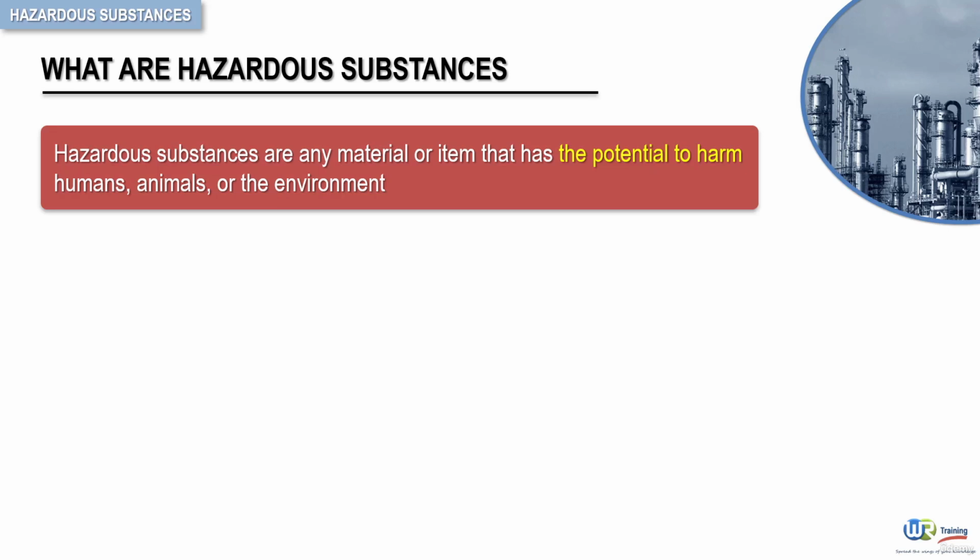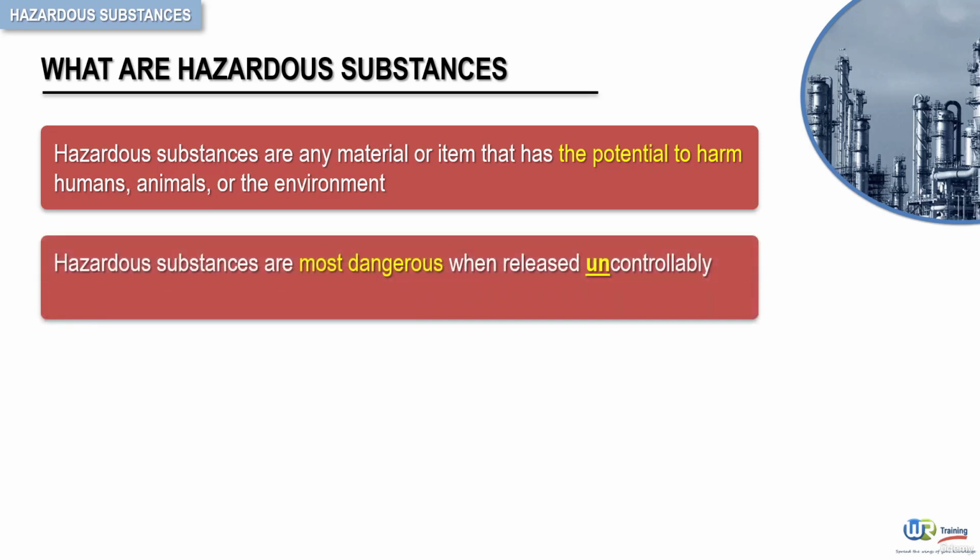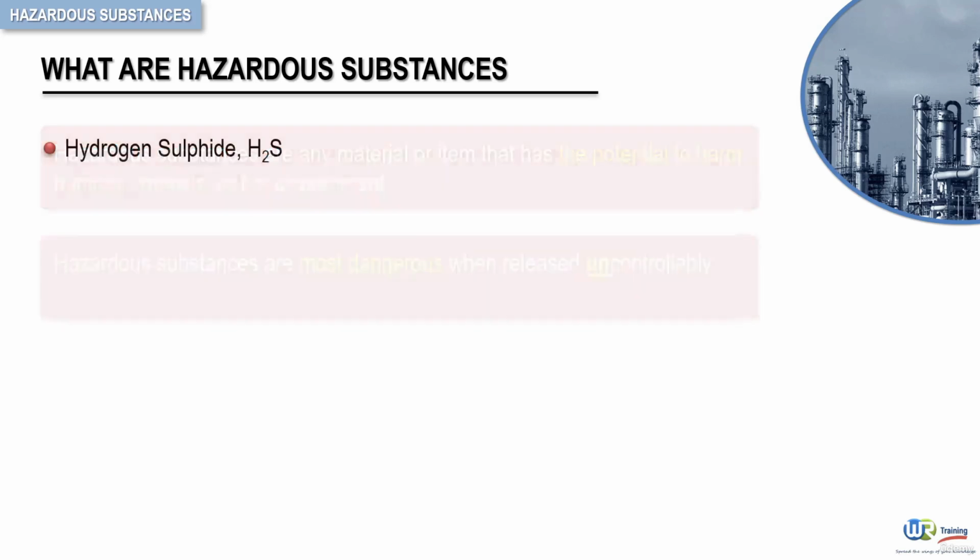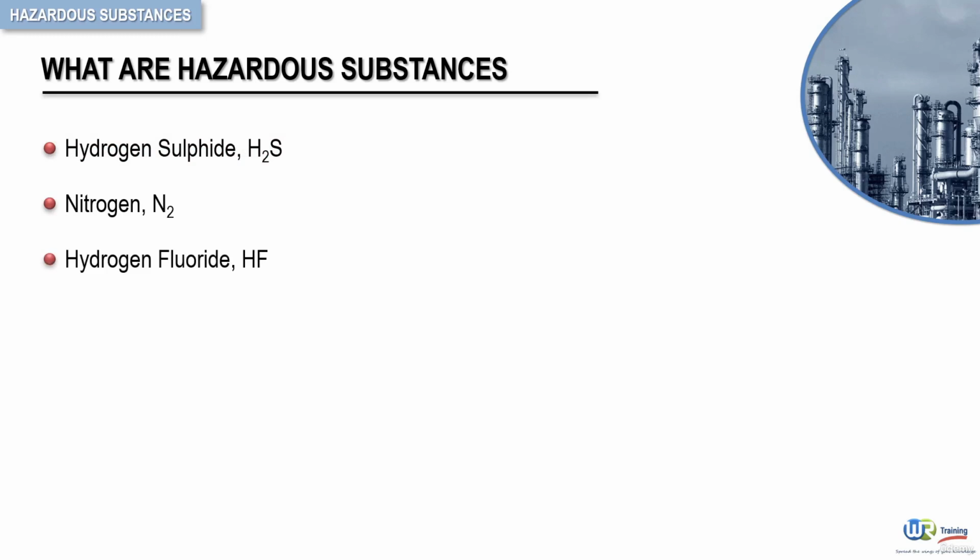Petroleum and chemical facilities in particular handle large amounts of highly hazardous substances. These materials are most dangerous when released uncontrollably. So it is important that you recognize the threat and know what steps to take when exposure is likely. The following are some of the most frequently encountered hazardous substances in the petroleum and chemical industries.